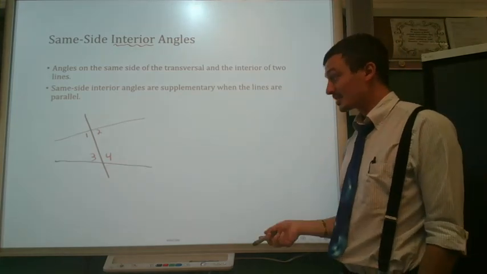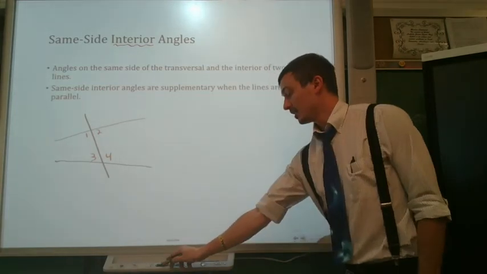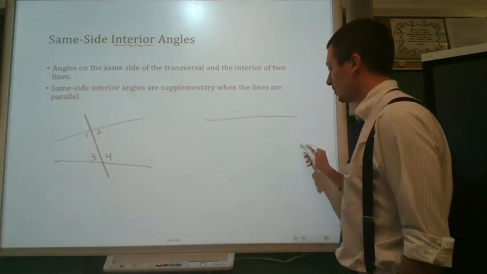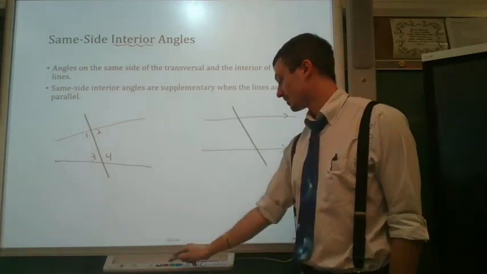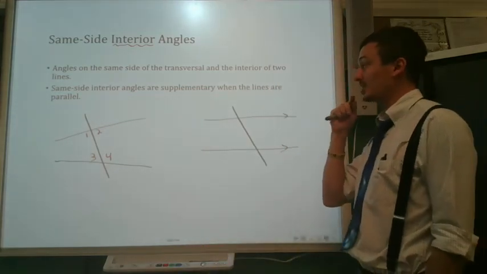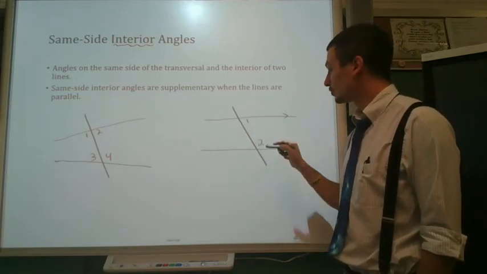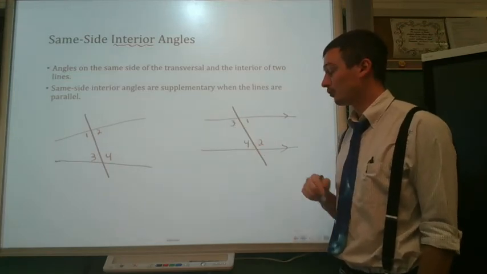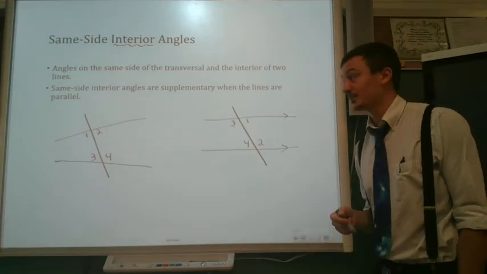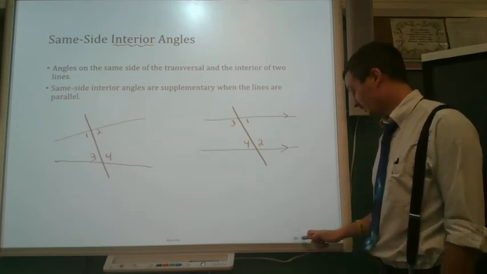They are on the same side of the transversal and on the interior of the two lines. Now, if these lines are parallel and there's a transversal, same side interior angles are going to be supplementary. So this angle 1 plus this angle 2 is going to equal 180 degrees, and this angle 3 plus this angle 4 is going to equal 180 degrees. That's what supplementary means. It's the sum of the two angles is 180 degrees.